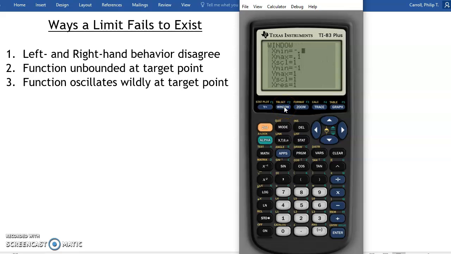I'll do one more. So, 0.01, negative 0.01 to 0.01. This is not settling down at all. You can see the nutso spikes, and the more you zoom in, the crazier it gets. So that's wild oscillation. Those are the ways we're going to talk about a limit not existing.